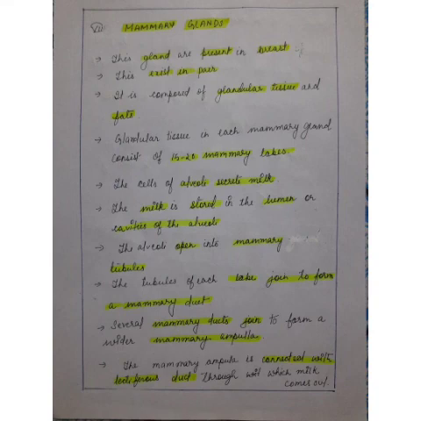Next is the mammary gland. Mammary glands are present in the breast. They exist in pairs. They are composed of glandular tissue and fats. Because of fats, the size of the breast depends on fats. The glandular tissue in each mammary gland consists of 15 to 20 mammary lobes. This is not so important data. Still you should know about it.